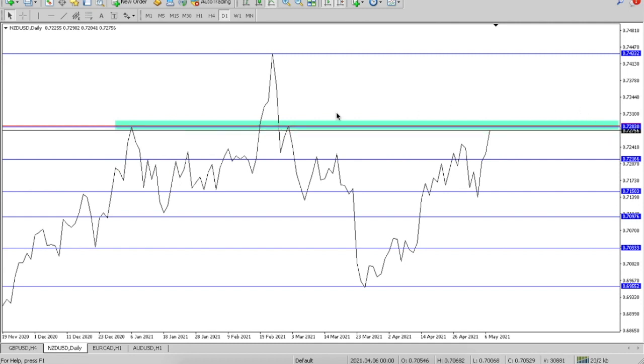Our daily time frame is at resistance, so we can anticipate a drop from here to the price here, which is 0.72166, or we can anticipate a push to the upside, a pullback, and then a continuation, and then our take profit will be all the way up there.